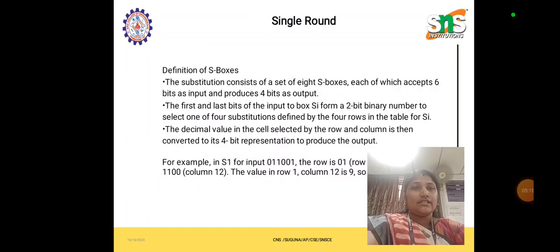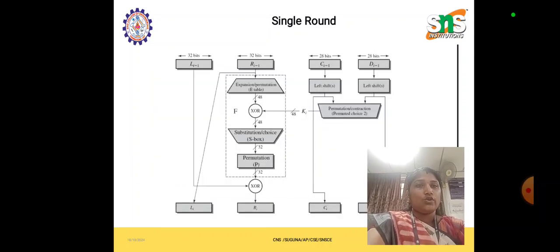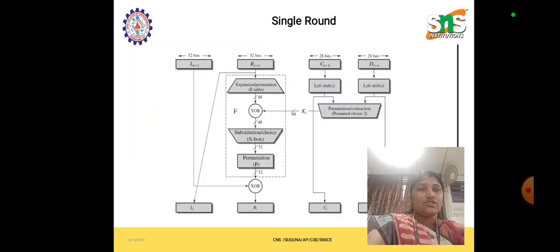I hope you understand this process of DES. So in DES in total we have 16 rounds, and a single round has this set of operations.